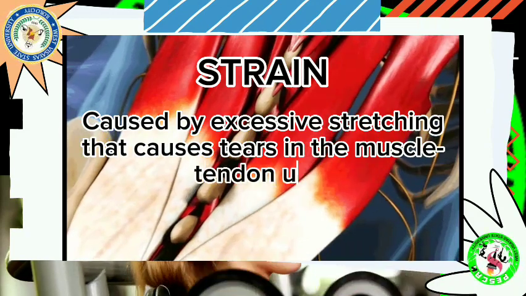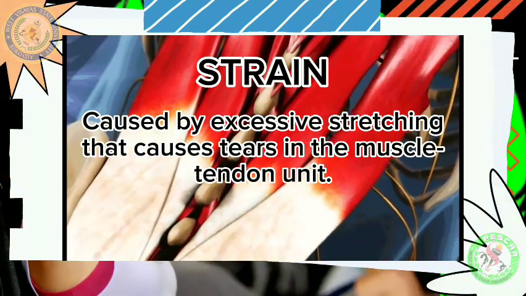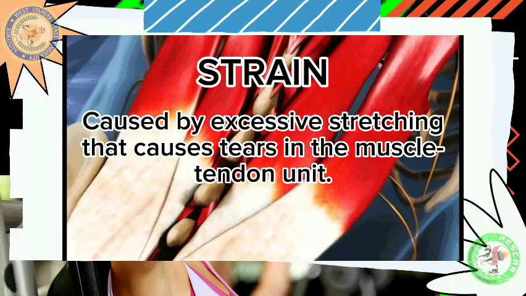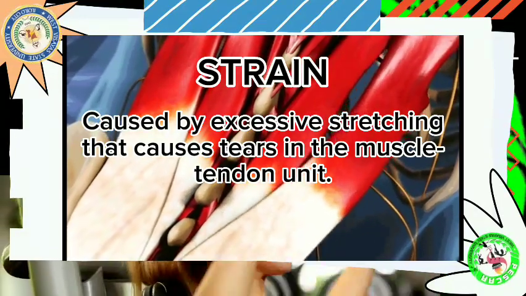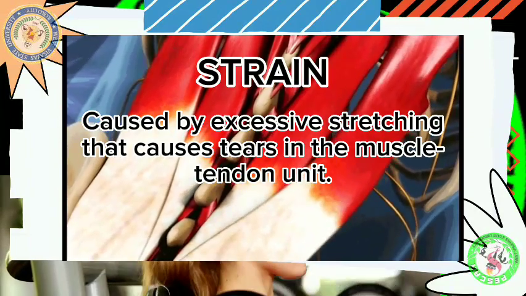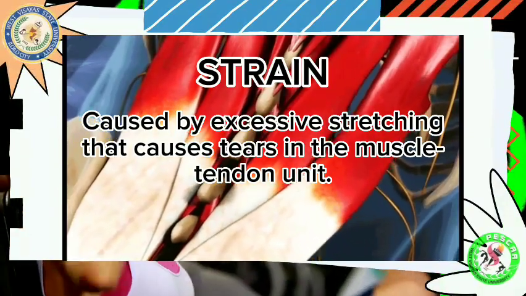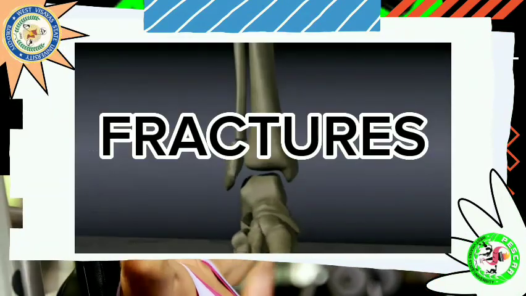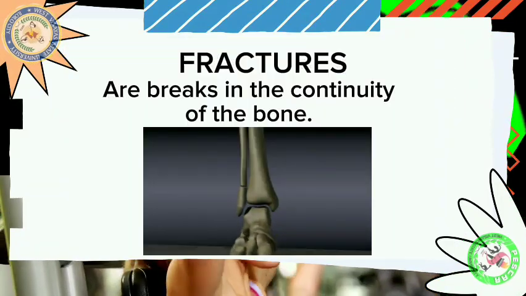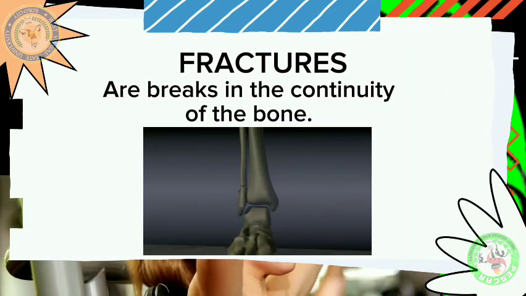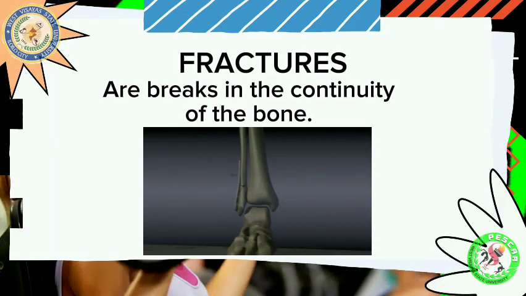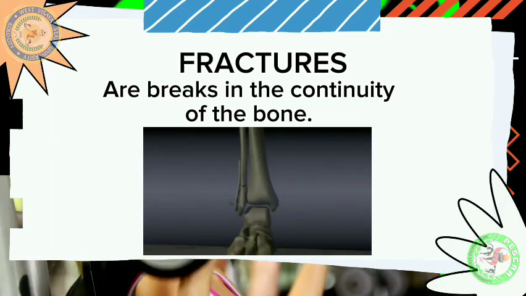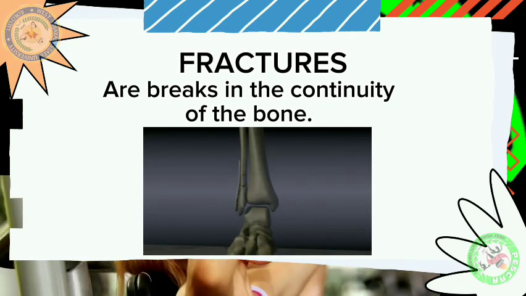Strain, caused by excessive stretching that causes tears in the muscle tendon unit. It is a twist, pull, or tear of muscle or tendon. The most common strains are located at the lower limb, such as the hamstring and calf muscle. Fractures are breaks in the continuity of the bone. It usually occurs as a result of high impact forces that cause the bone to bend or twist. It is normally treated with immobilization by attaching a fixator or a cast.